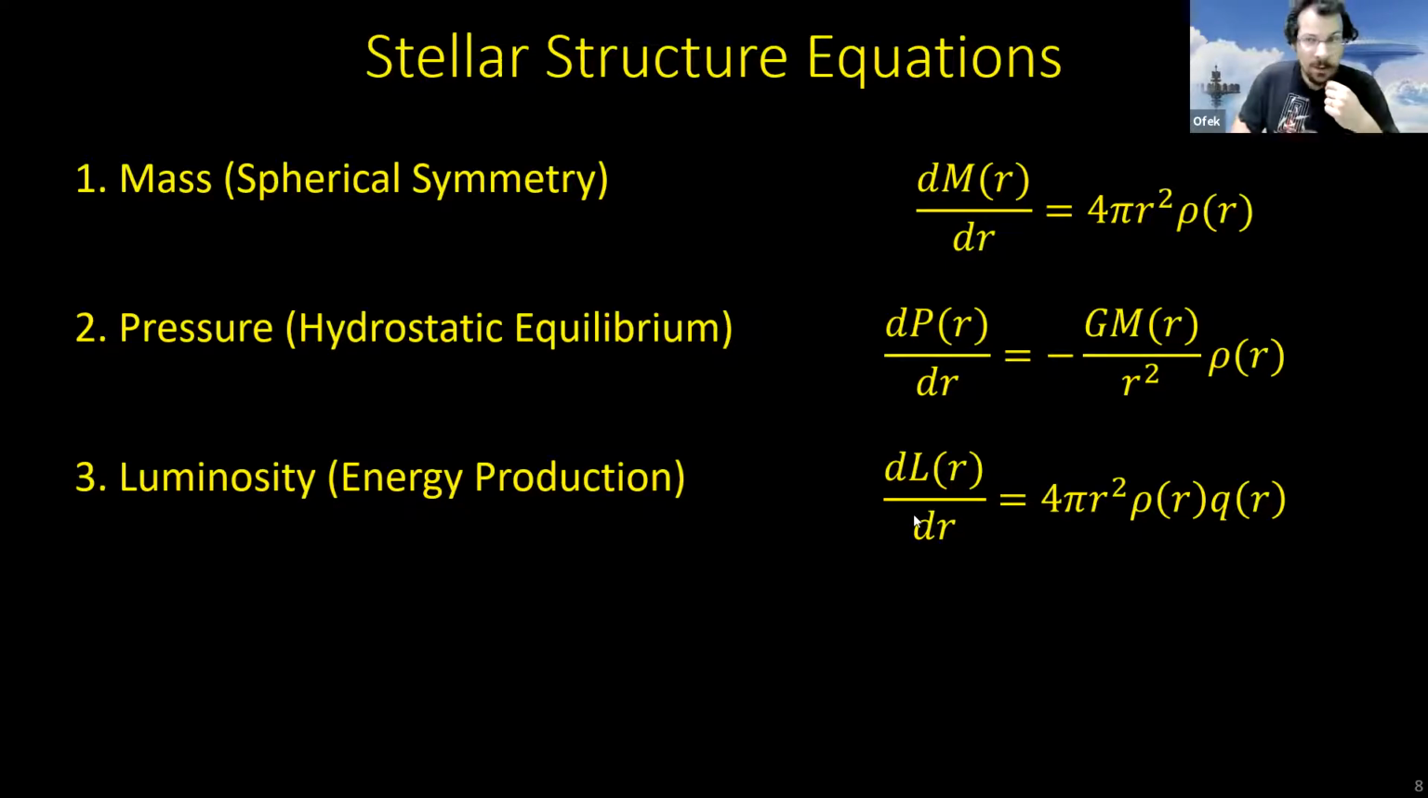And how much will it grow by? Well, when you go to radius r, you'll add the surface 4πr² times the density of matter at that radius, which is ρ(r), assuming spherical symmetry, multiplied by this other function q, which is energy production per unit mass.